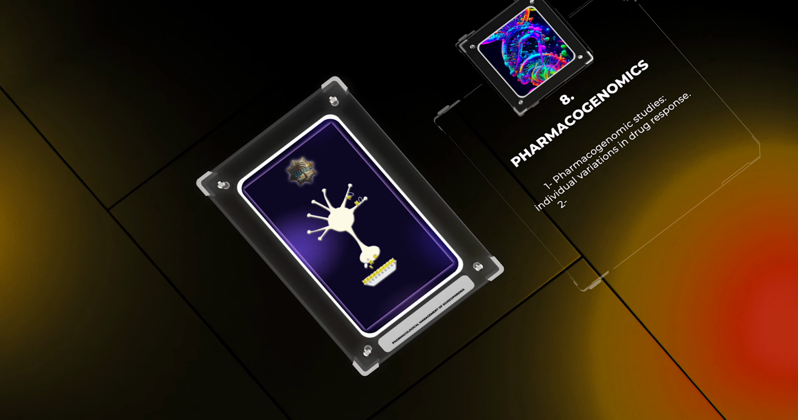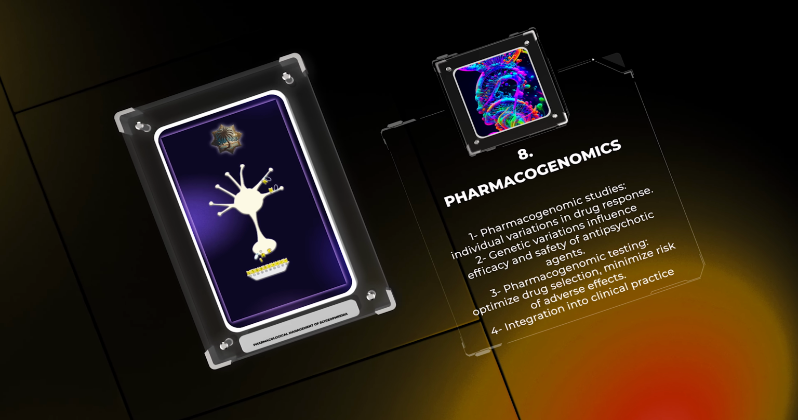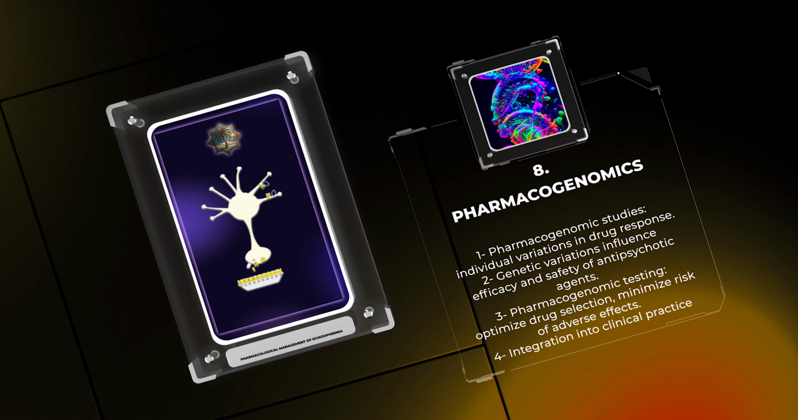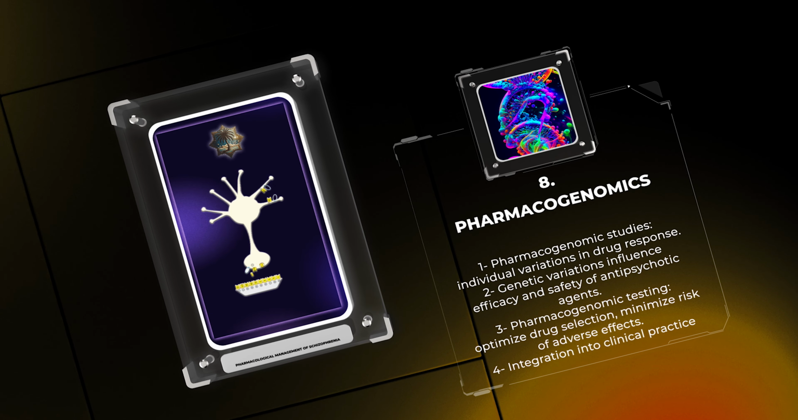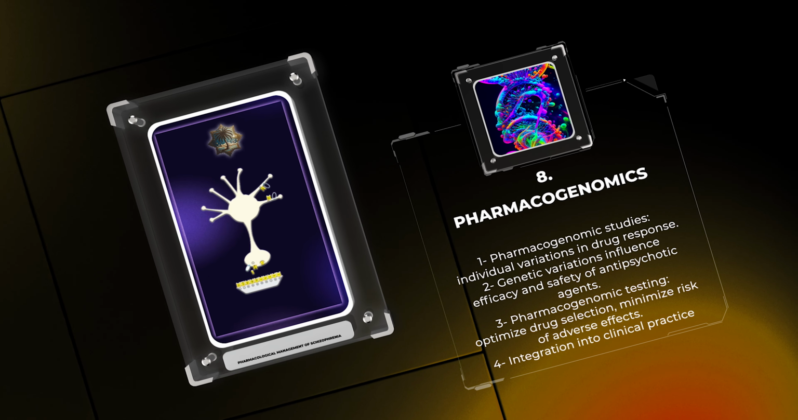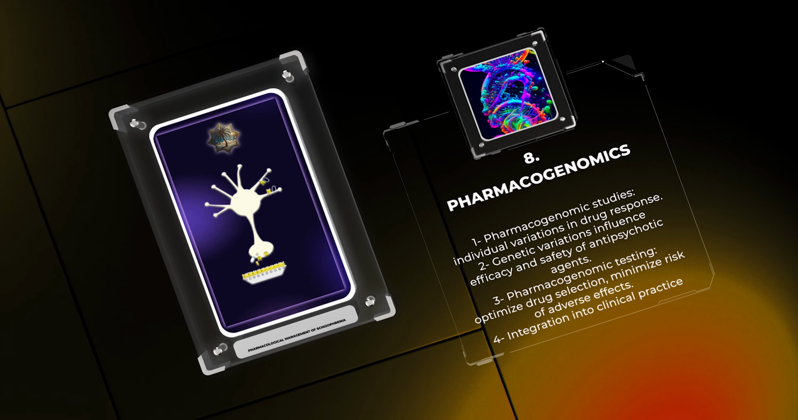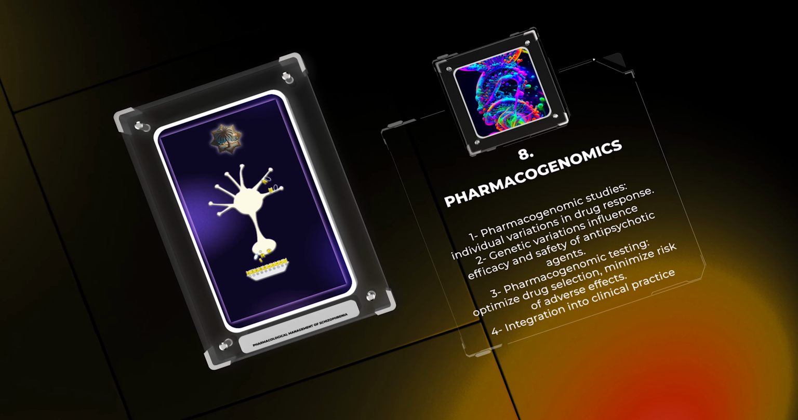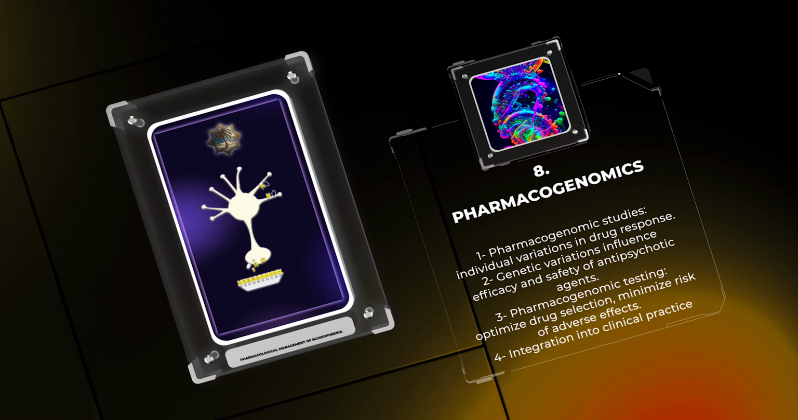Pharmacogenomic studies have shed light on the individual variations in drug response observed among patients. Genetic variations in drug metabolizing enzymes, transporters, and drug targets can influence the efficacy and safety of antipsychotic agents. Pharmacogenomic testing can help identify potential treatment options, optimize drug selection, and minimize the risk of adverse effects. However, the integration of pharmacogenomics into clinical practice is still evolving and requires a multidisciplinary approach.